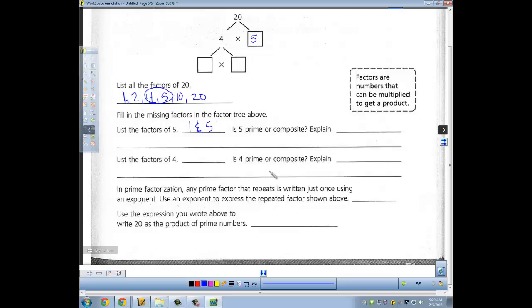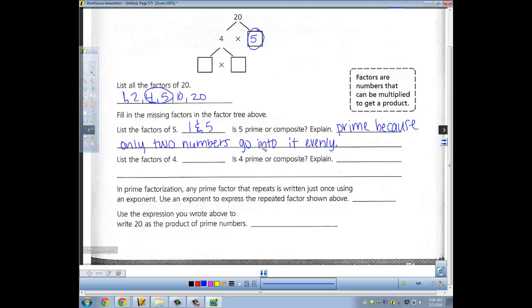So is 5 prime or composite? And explain. Well, it'll be prime because only 2 numbers go into it evenly. Or you could put it only has 2 factors, 1 and 5. So 5 would be a prime number. So if I were doing this myself, I would have circled it.